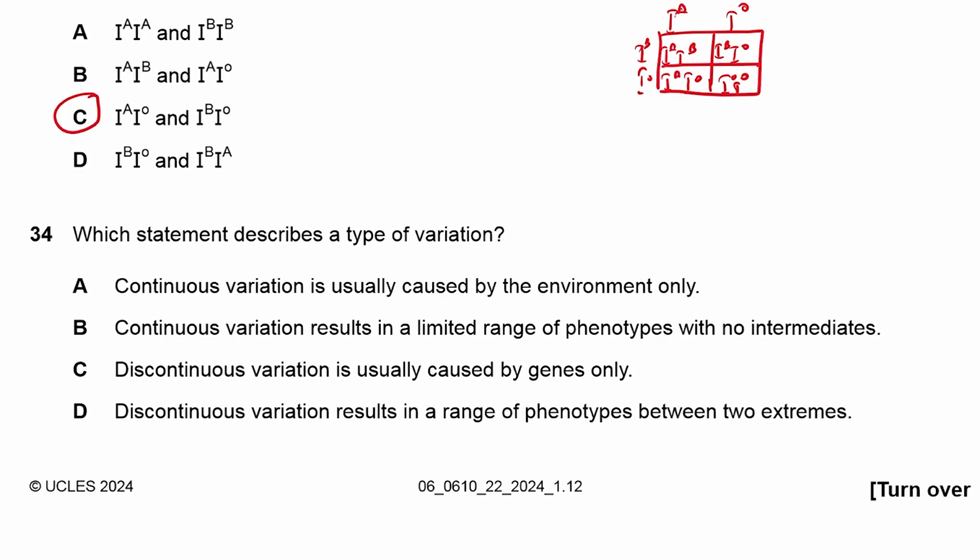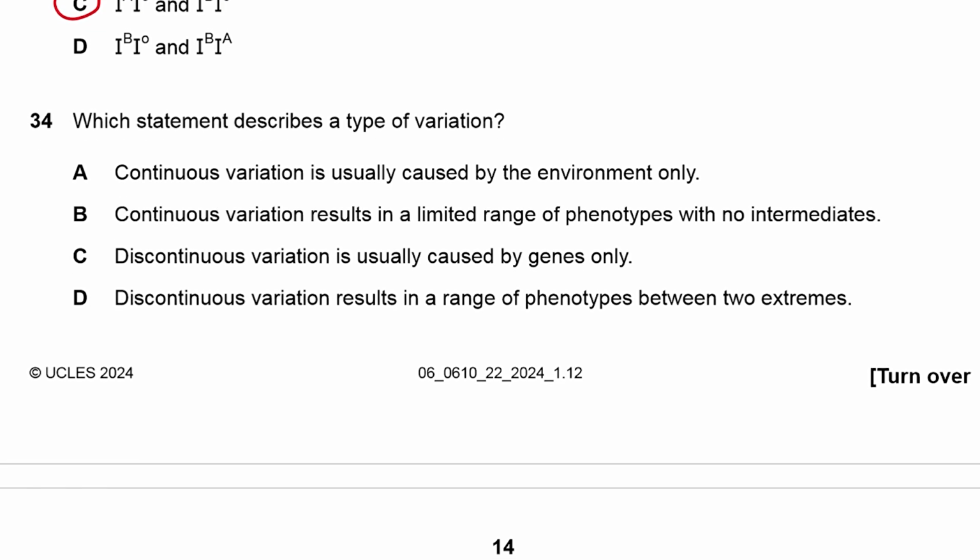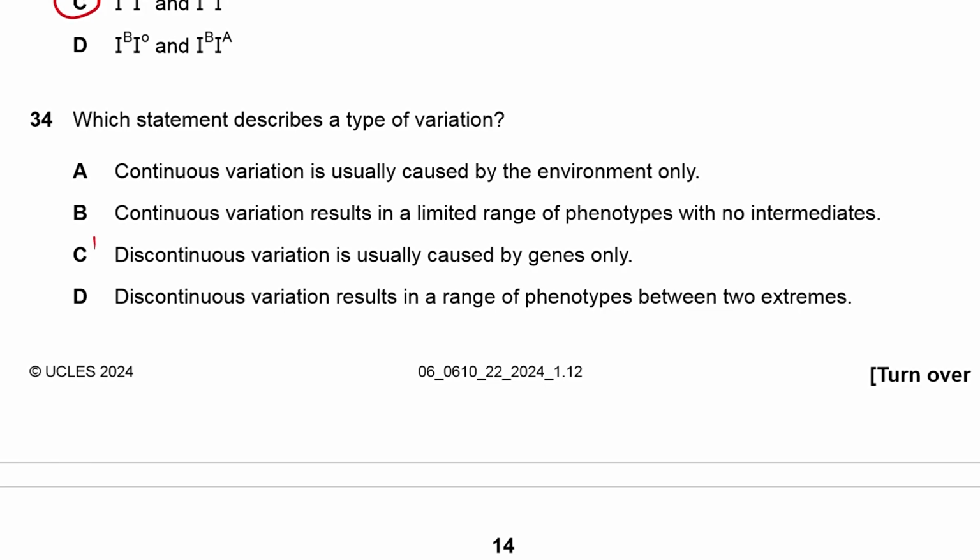Continuous variation is usually caused by environmental factors only. It is caused by environmental factors and genetic factors. That is continuous variation. Continuous variation results in limited range of phenotypes with no intermediates. That is the discontinuous variation. It is the one that has no intermediates, but continuous variation has intermediates. Discontinuous variation is usually caused by genes only. That is true. Discontinuous variation results in range of phenotypes between two extremes. So the correct statement here is C, statement C.